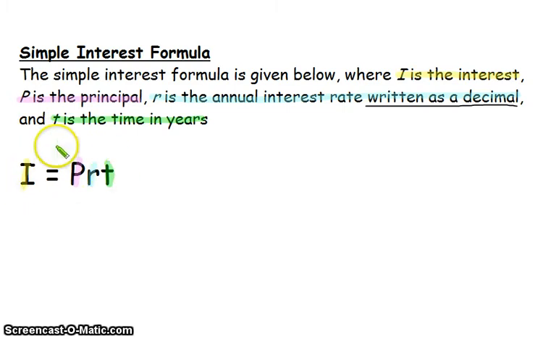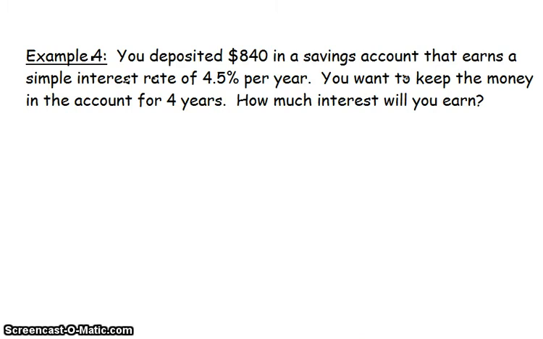So let's take a look at an example using this interest formula. For example 4, it starts out telling you that you deposited $840 into a savings account. So that's your principal amount. That's how much your savings account has started with, assuming that there's not anything in there already. You've deposited $840 in that account.